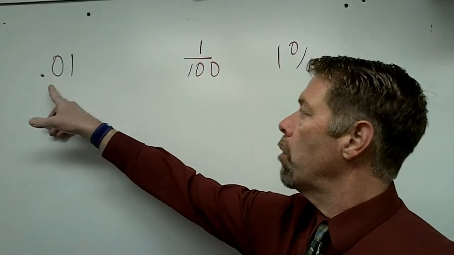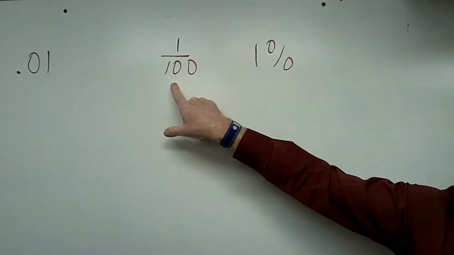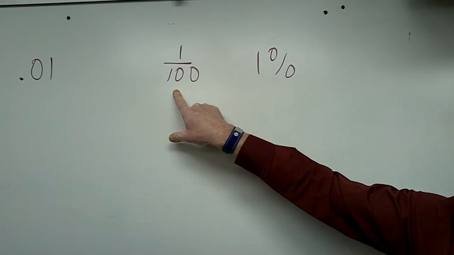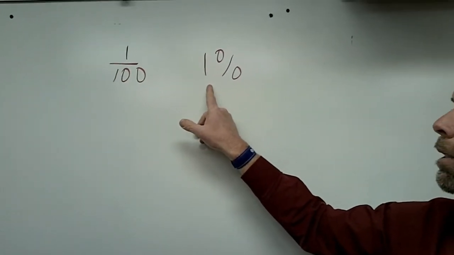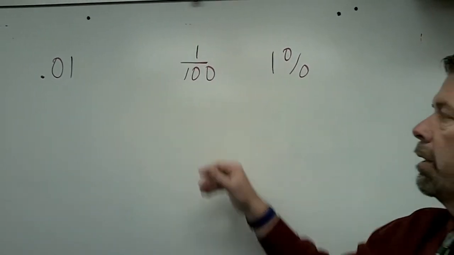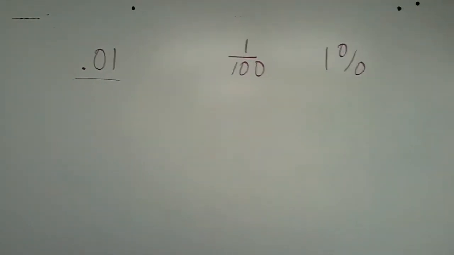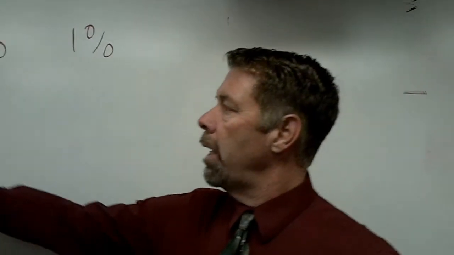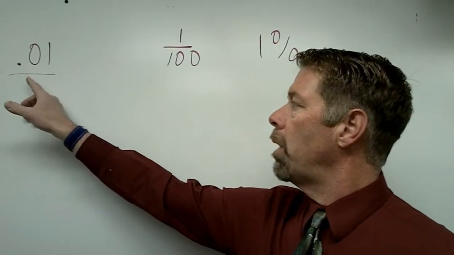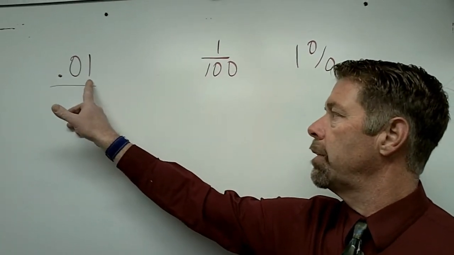Another way of expressing 1 100th is in fraction form, 1 100th. Or we can show that as 1%. So these are different ways of expressing the same thing. But for today, we're going to talk about decimals. So again, remember, everything to the right is less than 1. These are tenths and these are hundredths.